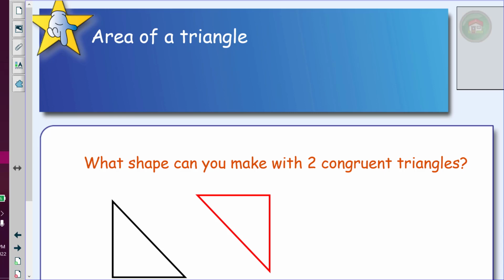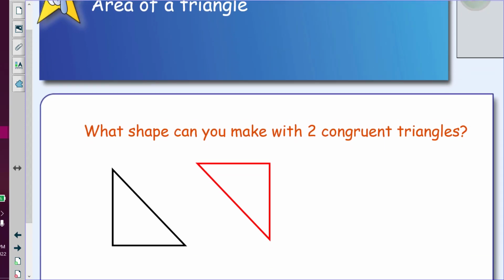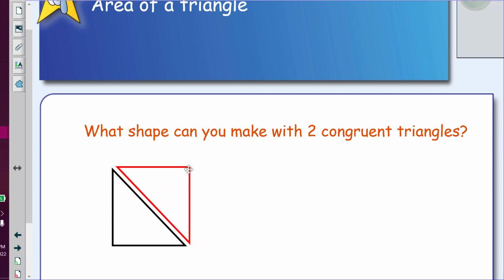Now what about the area of a triangle? A triangle is a three-sided figure. So we can't say base times height because you don't know which is the base or which is the height, which side, since it's only three sides. But what shape do you get when you get two triangles put together? When there's two triangles and we put them together, it forms a rectangle.